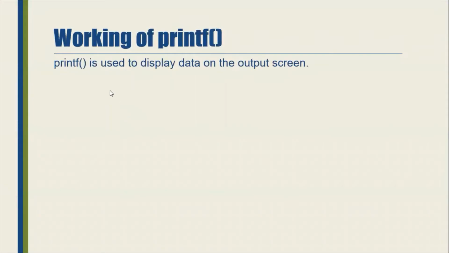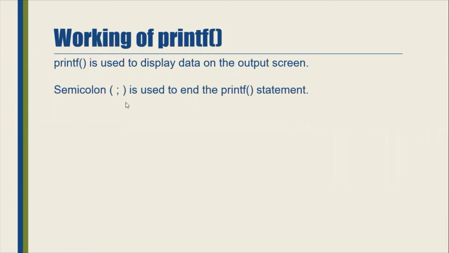So the printf function is used to display data on the output screen. C programming allows you to display any kind of data with the help of the printf function. It is defined in the header file stdio.h. A semicolon is used to end the printf statement. Let us see some examples.